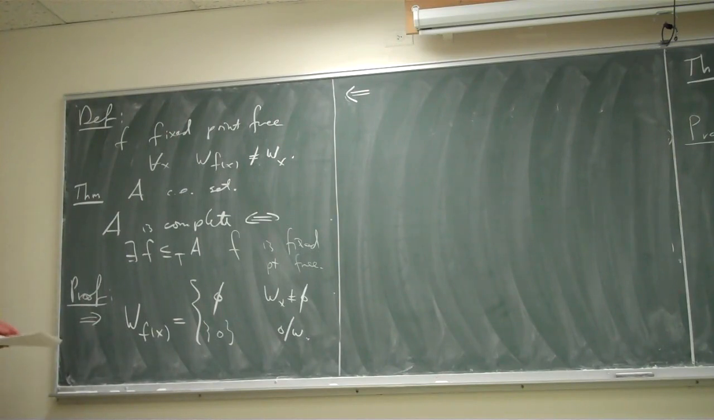So now we need to take a function f, computable from A, which is fixed point free, and use it to show A is complete. How do you show A is complete? Well, you need to be able to decide the halting problem, right? Decide K.